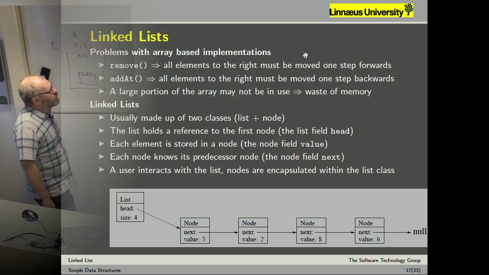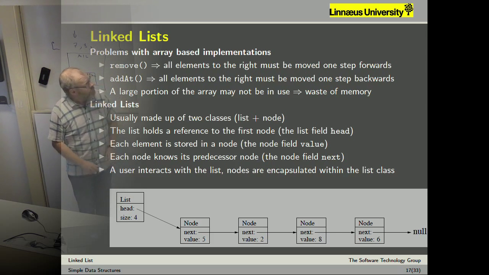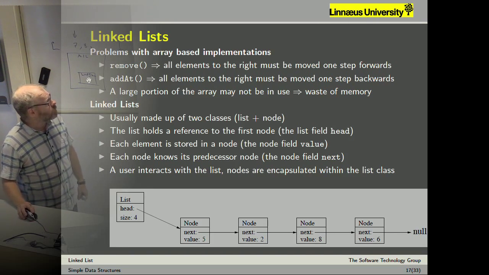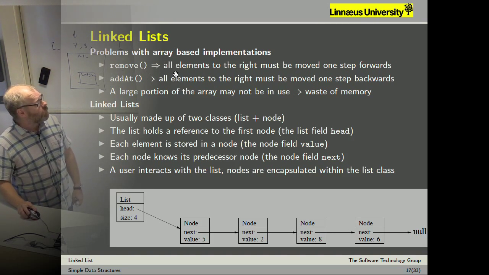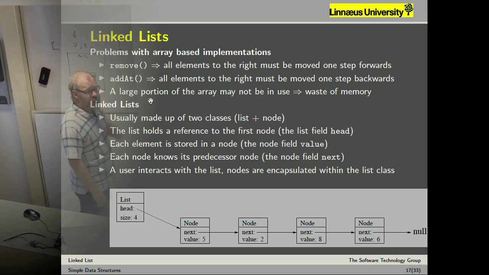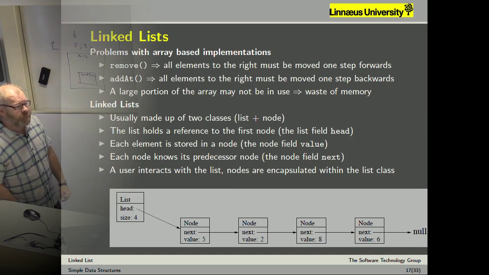This is the introduction to the second approach for how to implement linked lists. Problems with array-based implementations are, as I said earlier on, the remove method. All elements to the right must be moved one step forward. Add at: all elements to the right must be moved one step backwards. And also, a large portion of the array might not be in use, so we are wasting memory. These are two potential problems with the array-based implementation.